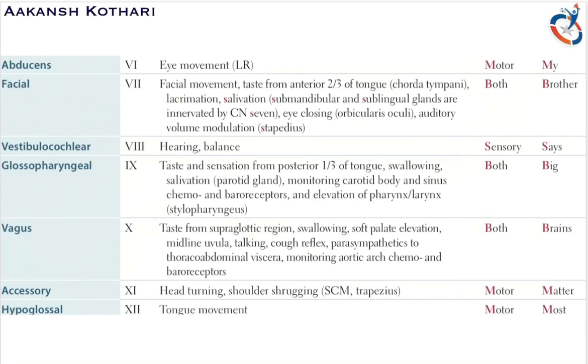I'll be covering more of their defects and the origin in different modules, but this is the basics of every cranial nerve, which is highly tested in your exams. So please read this section.